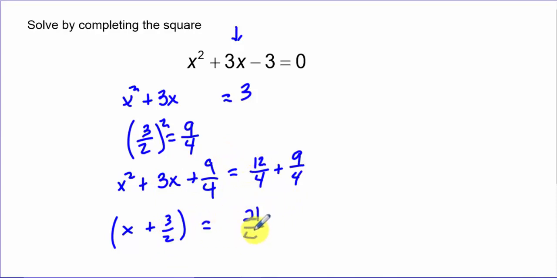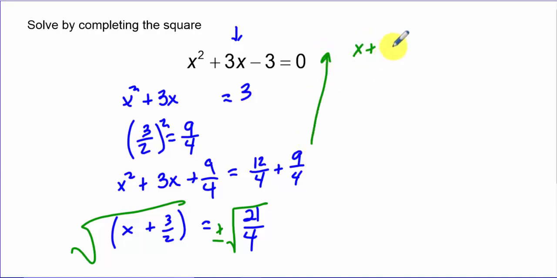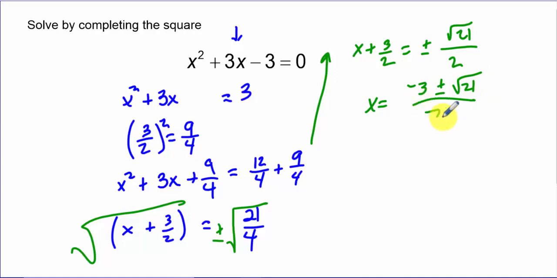Got 21 over 4 here. And in this case, what we're going to do next is we're going to take and basically square root both sides of the equation, as we've done all along, and end up with x plus 3 over 2 is equal to plus and minus the square root of 21 over, and you'll notice square root of 4 is 2. So now when I take and add this to the other side, I have negative 3 plus or minus square root of 21 over 2.